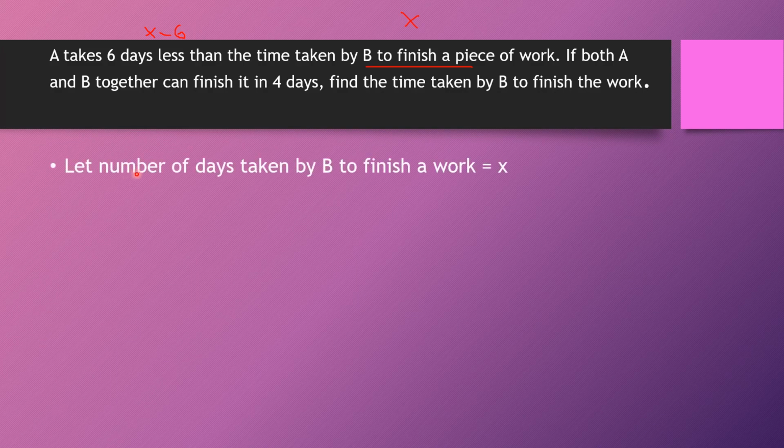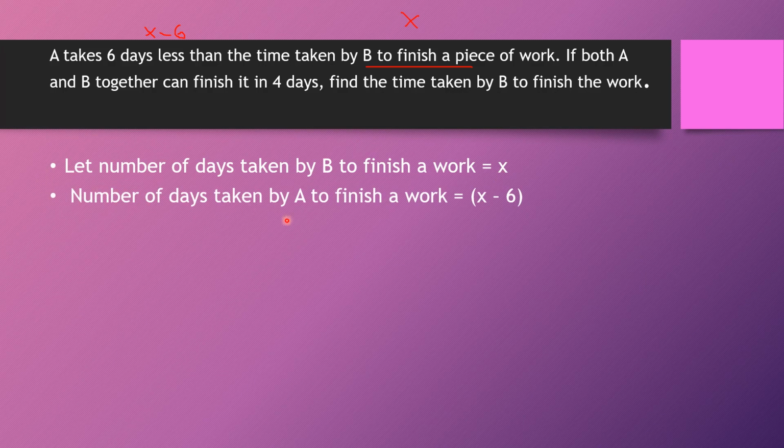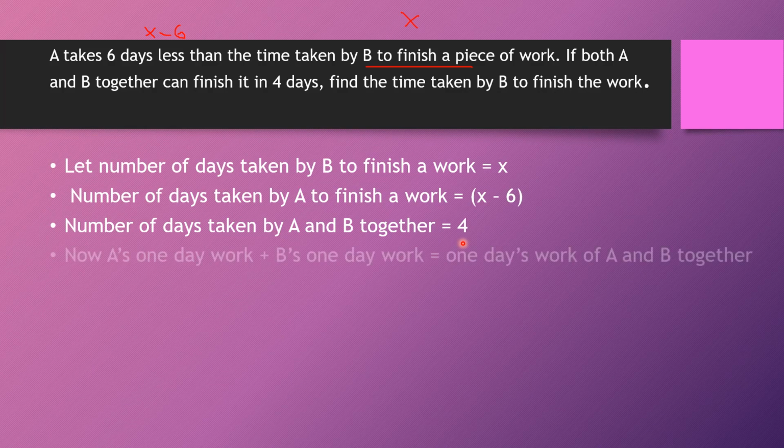So see, let the number of days taken by B to finish the work be X days. Then the days taken by A will be X minus 6. If they work together, they take 4 days to complete the work. Now, how much work A will do alone in 1 day, and how much work B will do in 1 day, and how much work they will do together.